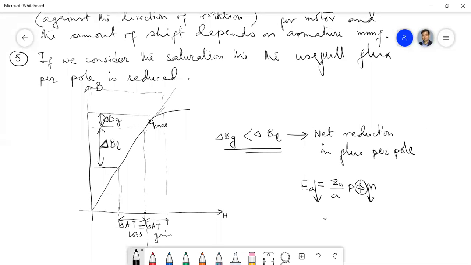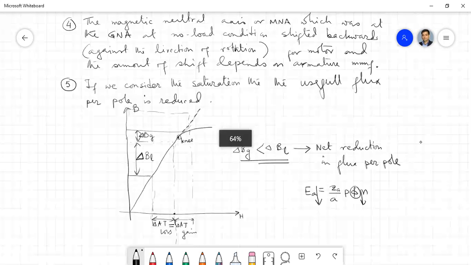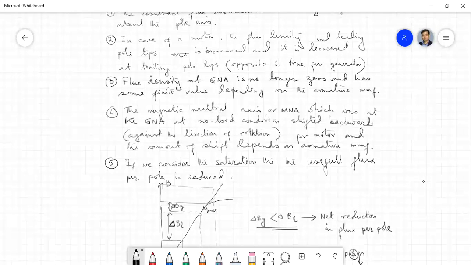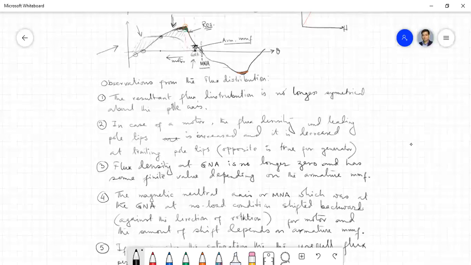Okay sir, thank you. Okay. So these are the observations. So 5 observation I have made. You should read all this very clearly and carefully, so that don't miss any point.